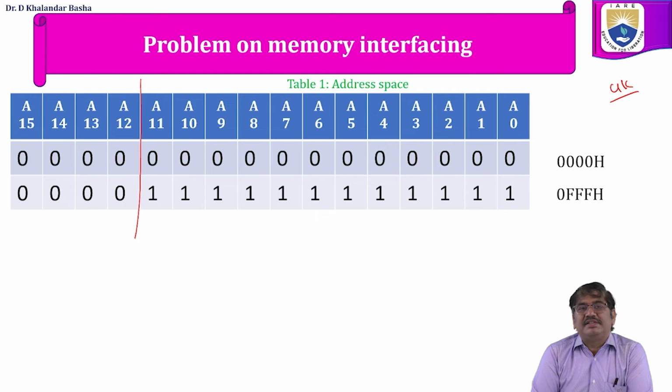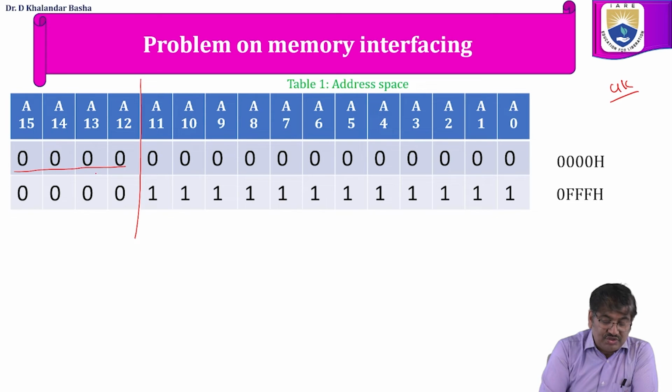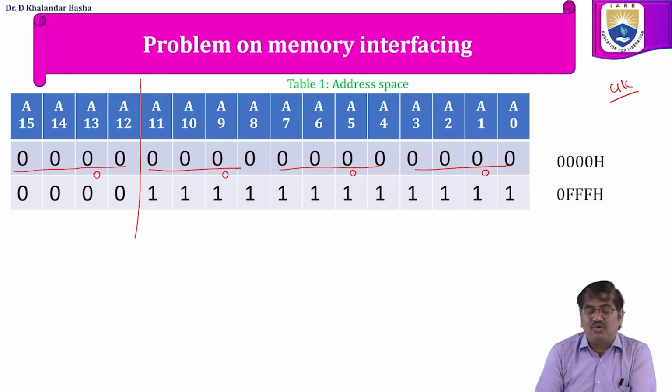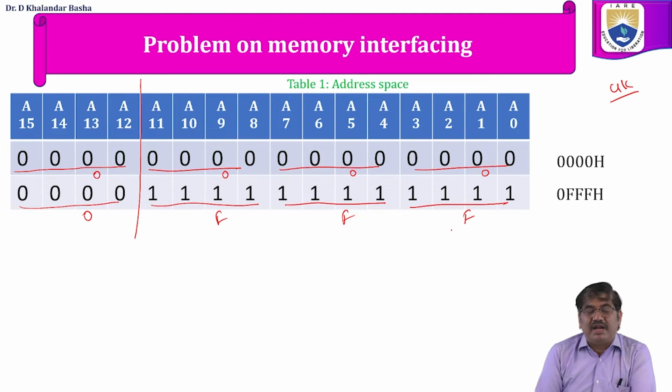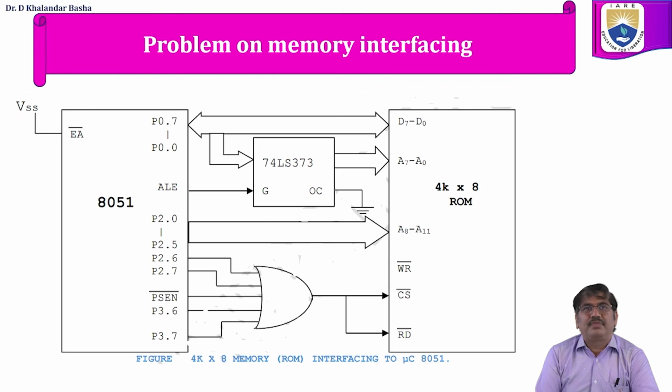In this example, we are considering all the upper bits as 0. Every 4 bits are grouped as one hexadecimal digit. So the address space here is 0000 0000 0000 0000, that is 0000H, to 0000 1111 1111 1111, which is 0FFFH. This is the address space for accessing the ROM memory of size 4K. Now we will see the figure for interfacing.